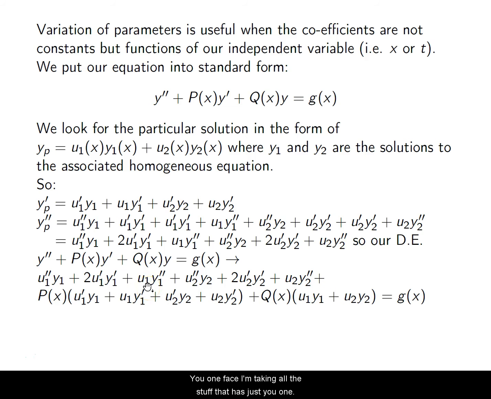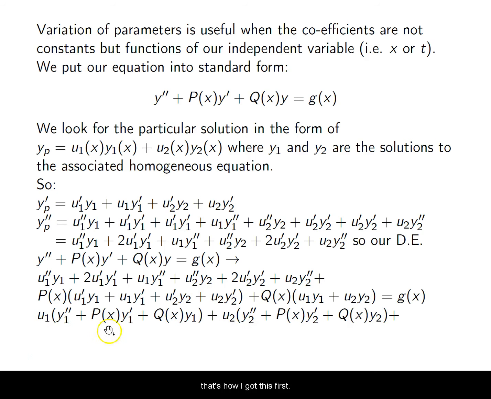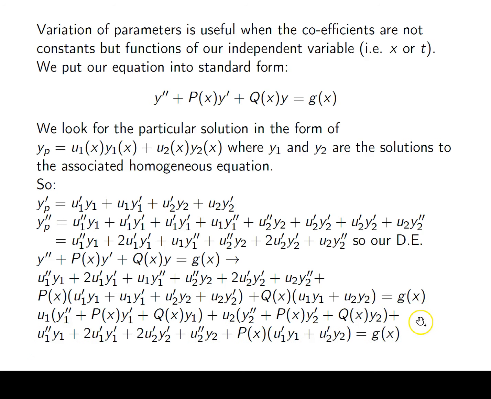And I'm pulling out the u1s. Basically, I'm taking all the stuff that has just u1 without it being factored, and I'm grouping it together, right? So this is the only thing that has a u1 that's not a prime. Everything else is u1 prime or double prime, or u2. So I took all the u1 stuff and grouped it together. I took all the u2 stuff and grouped those together, and that's how I got this first line, okay? All the stuff that's left over is just what's left over here.